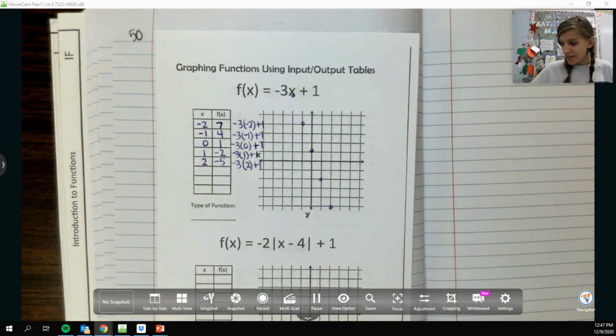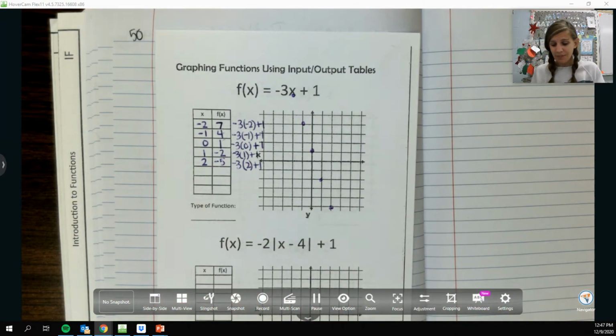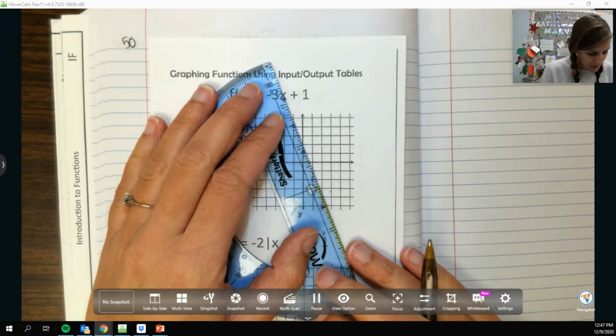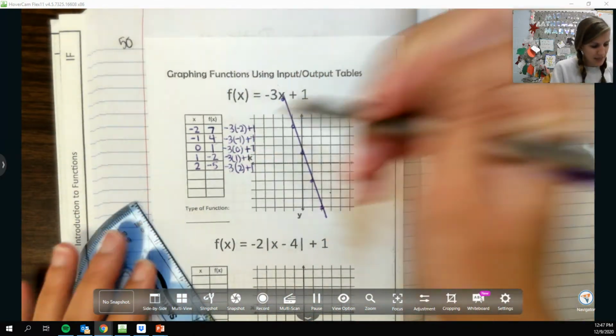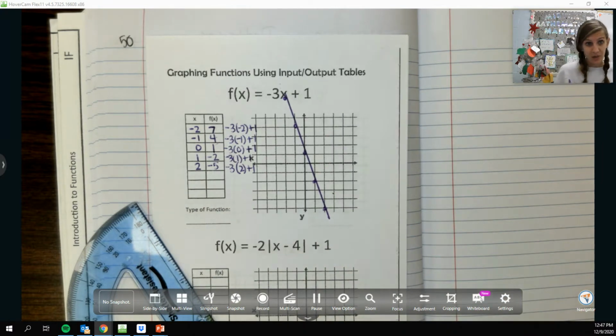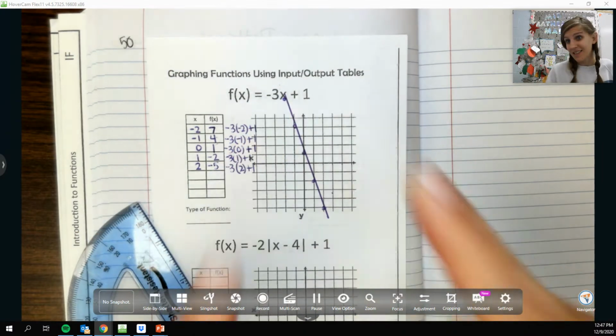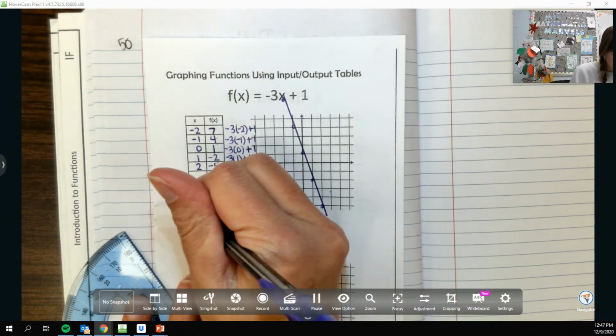Now I notice that this is making a straight line. So that boy is linear. And I can see it in my graph, but I could also tell from the table because it was going down 3, down 3, down 3. I can also tell from the equation because it doesn't have an exponent. So that is linear.